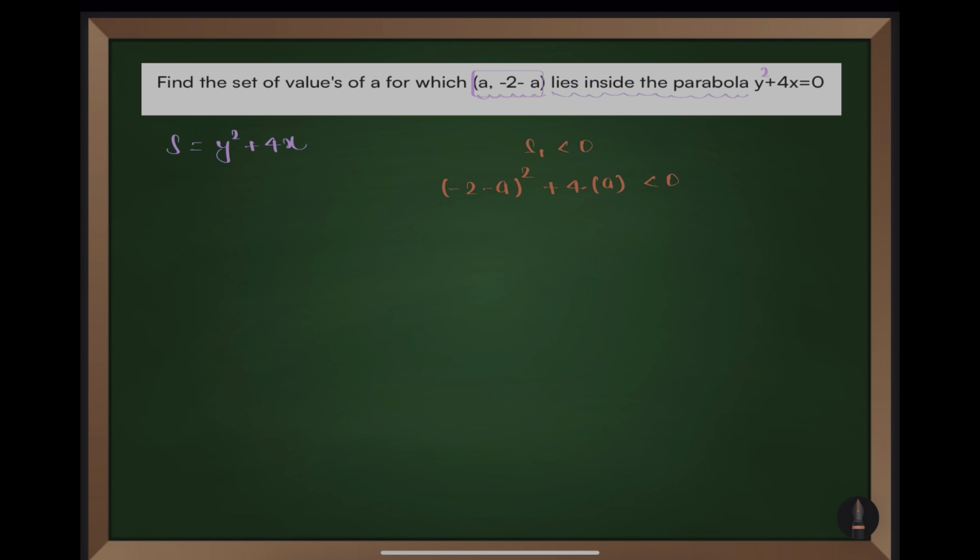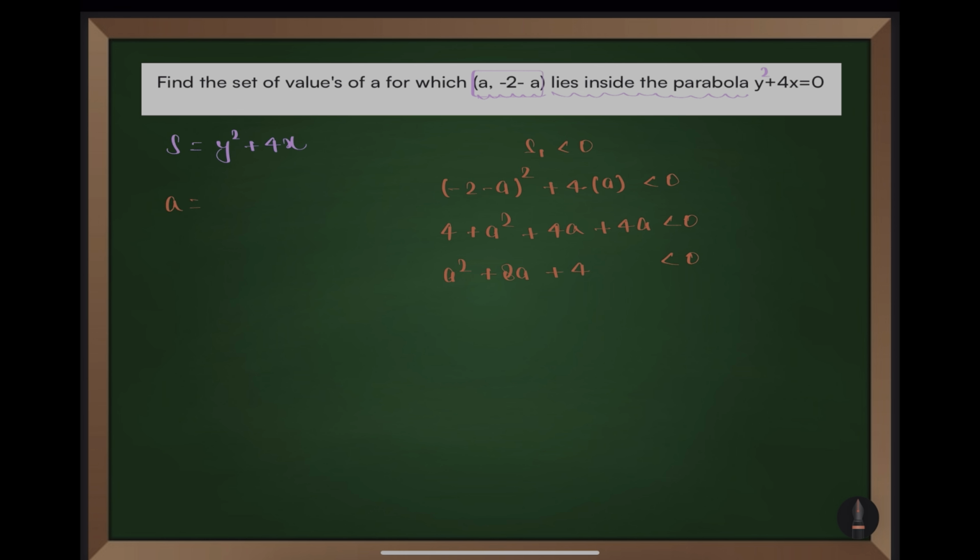Now you can open this bracket. So a square plus b square plus 2ab. Now let's rearrange things. So a square plus 8a plus 4. Now you have to factorize it. Yes, you know that you cannot factorize, so I'll take help of Sridhar Acharya rule for its roots.